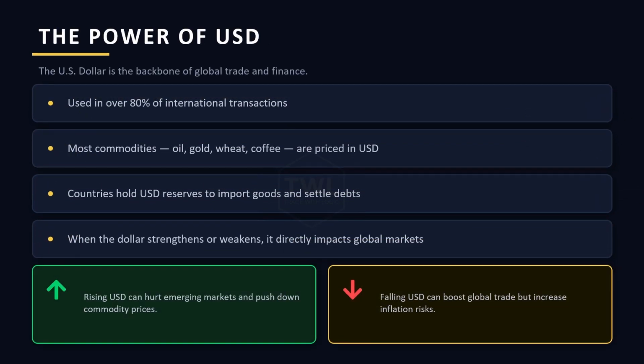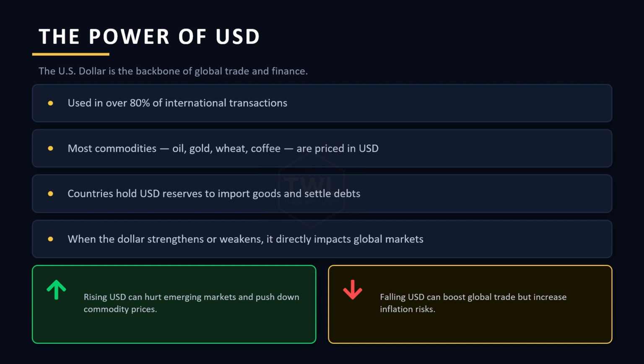Let's talk about the most powerful currency in the world, the US dollar. Here's why it matters so much. The US dollar is used in over 80% of international transactions. Most commodities, oil, gold, wheat, coffee, are priced in dollars, no matter which country you're in. Countries around the world hold US dollar reserves just to be able to import goods and pay off debts.